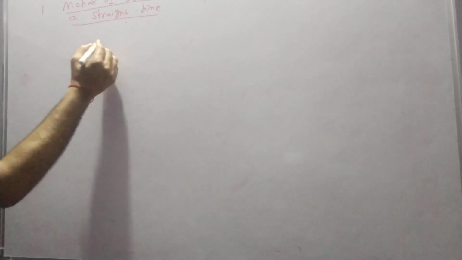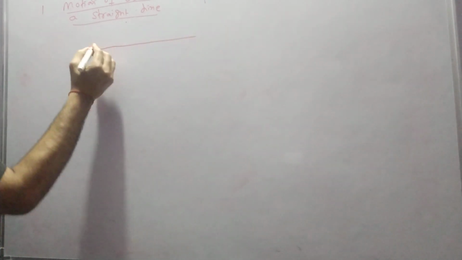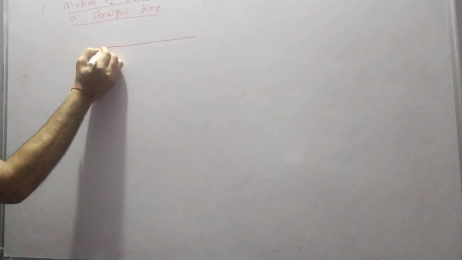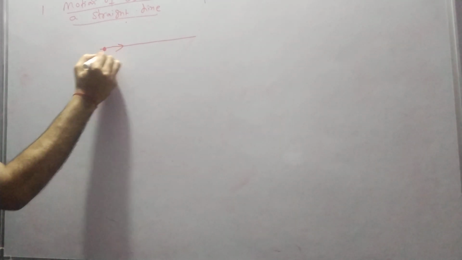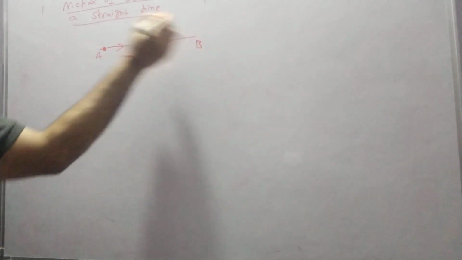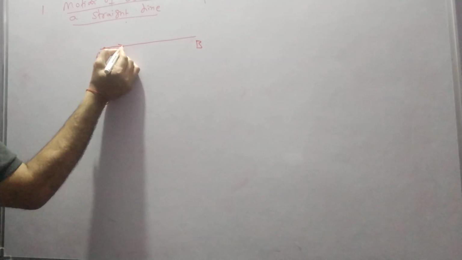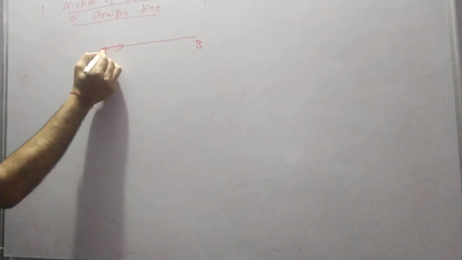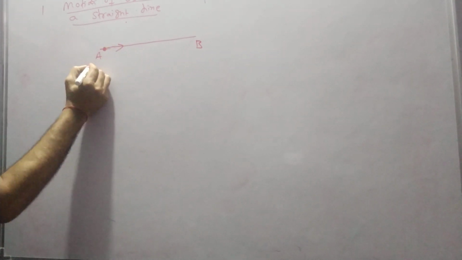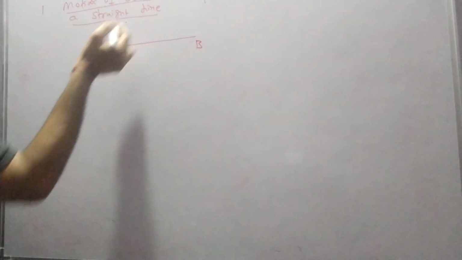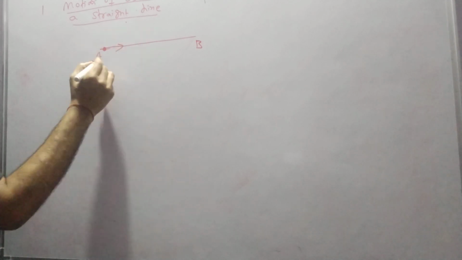So when the motion of the object is in a straight line, say an object is moving from A to B, it is a straight line. When there is a motion of an object in a straight line, the object is moving up to here, which means it has moved some distance. So the first term which will come when the motion of an object is in a straight line is distance.